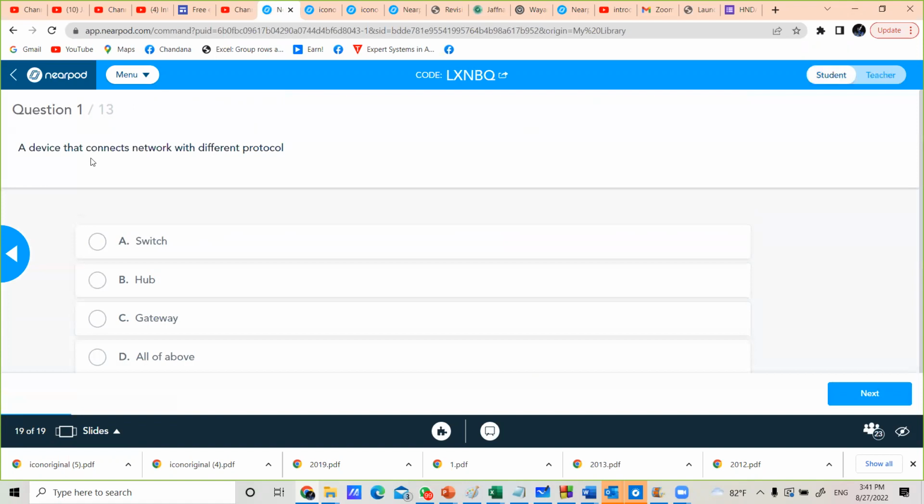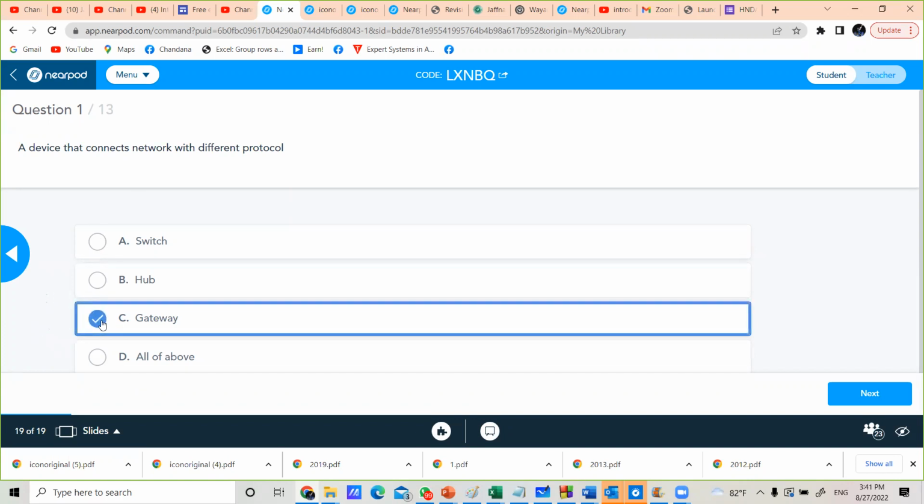Then look at the first one. A device that connects networks with different protocols. Different protocols, as described earlier. If you have two networks, but they are using two different protocols, network 1 having protocol 1, network 2 having protocol 2, in that case, how do you connect these two networks? Using what? Gateway. Gateway is the device used to connect two networks when they have two different protocols.